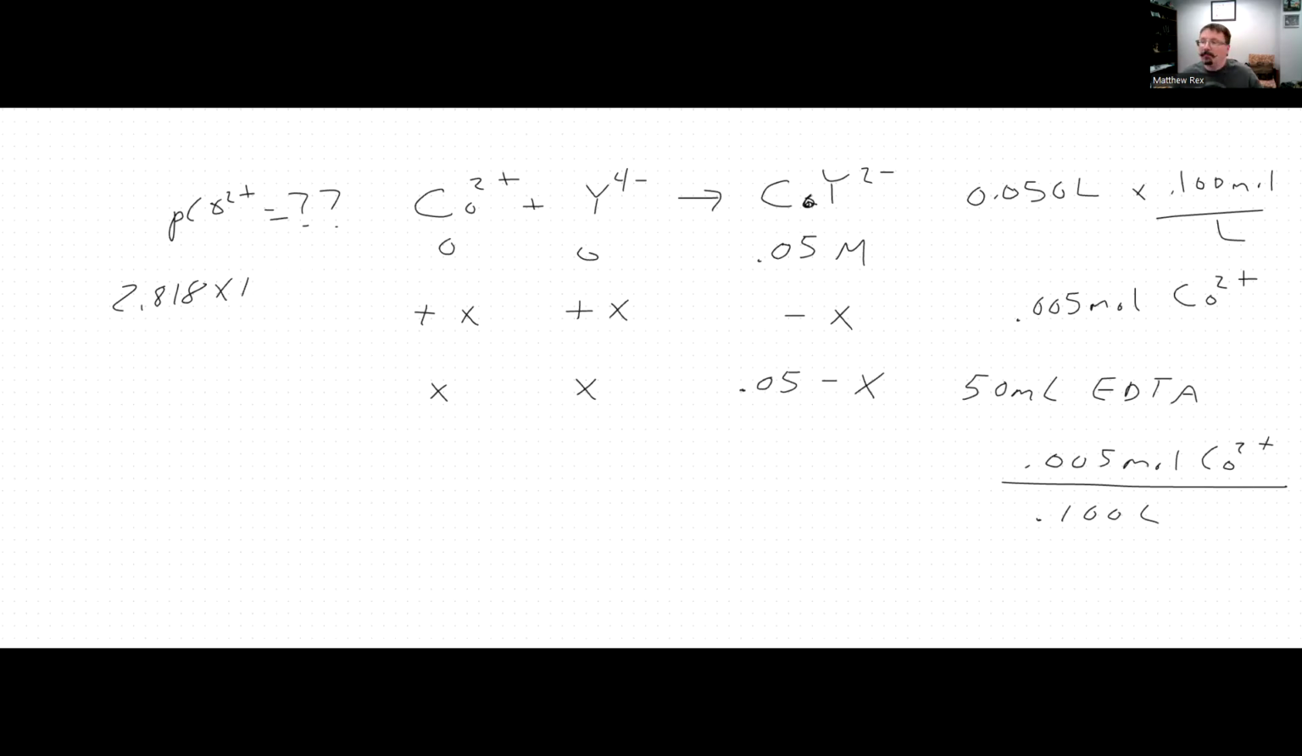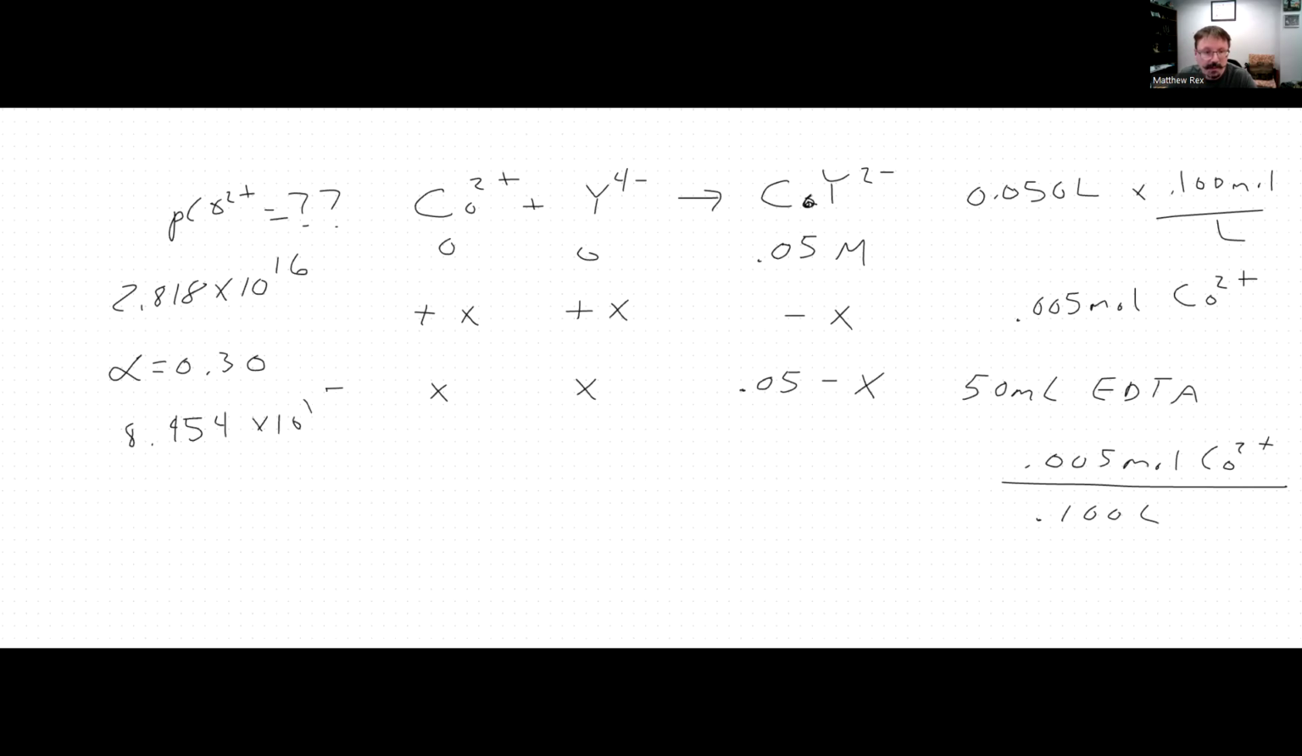But not all of our EDTA is in that deprotonated Y4- form, so I have to look at the pH. In this case, it said we were at a pH of 10. I go to the table and at a pH of 10, our alpha, or the fraction of this that is in that form, is 0.3. So when I multiply 2.818 to the 16th by 0.3, I get 8.44 times 10 to the 15.